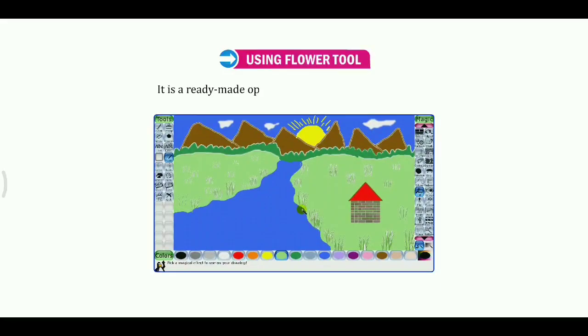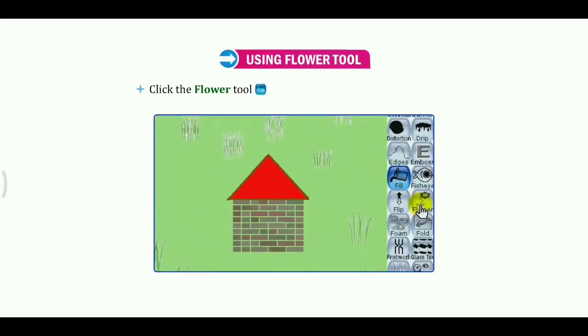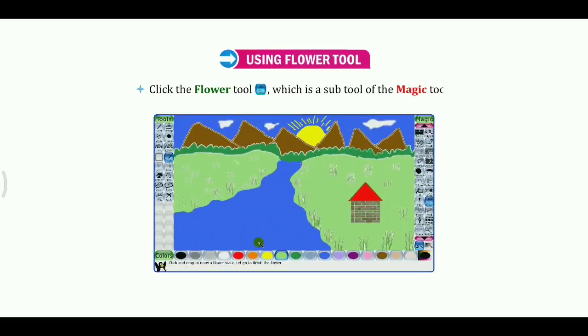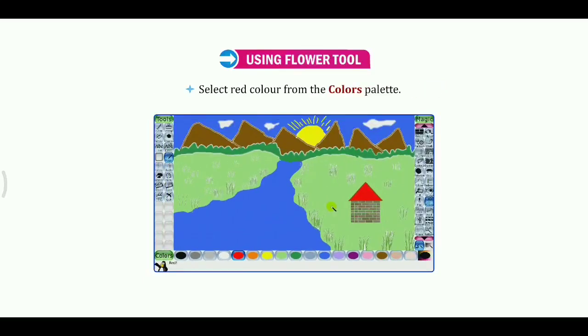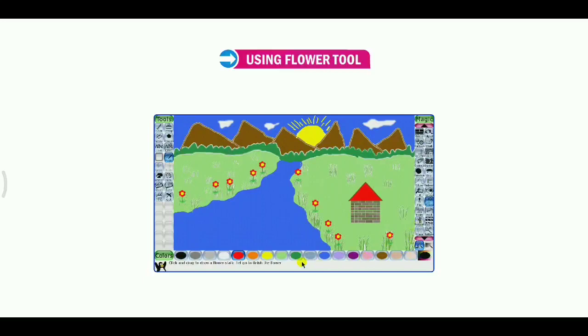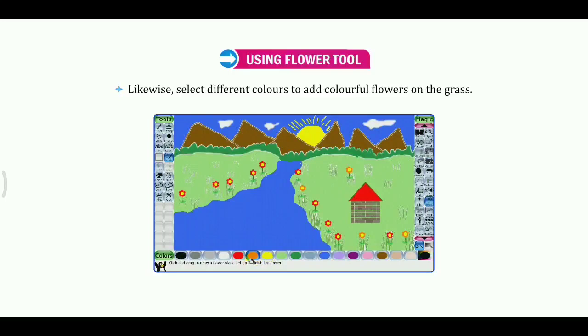Alright students, let us understand the use of flower tool. It is a ready-made option to draw flowers on the canvas. Click the flower tool, which is a sub-tool of the magic tool. Select red color from the colors palette. Bring the magic wand over the grass. Keep clicking on the grass area to add flowers on it. Likewise, select different colors to add colorful flowers on the grass.